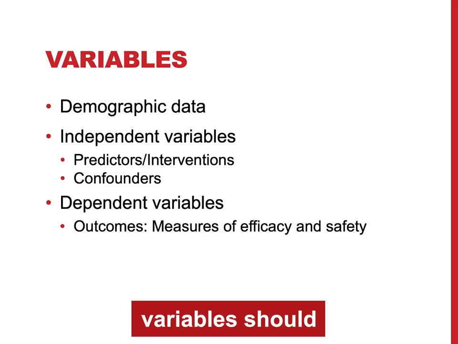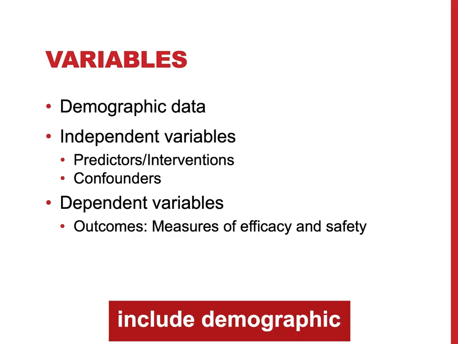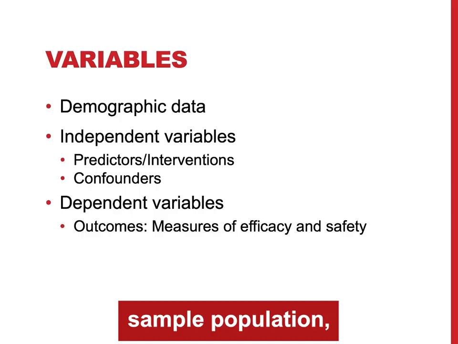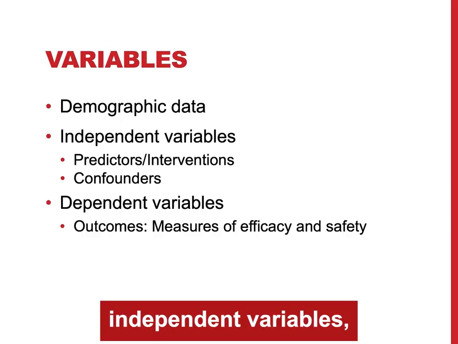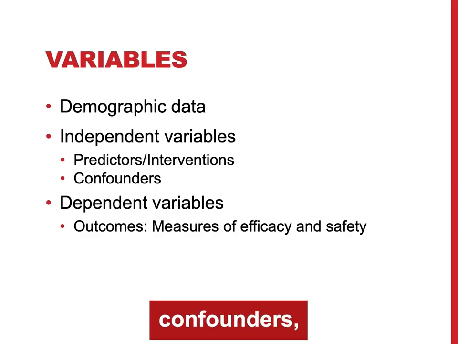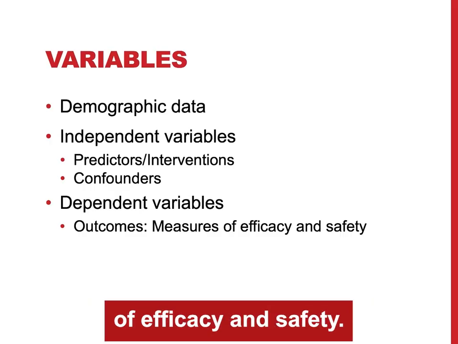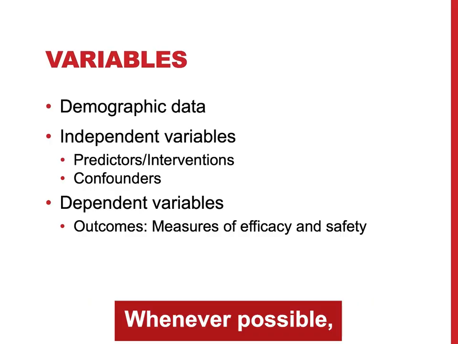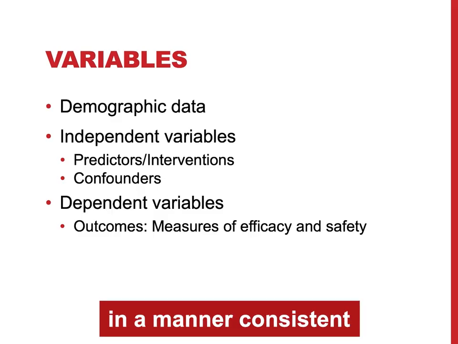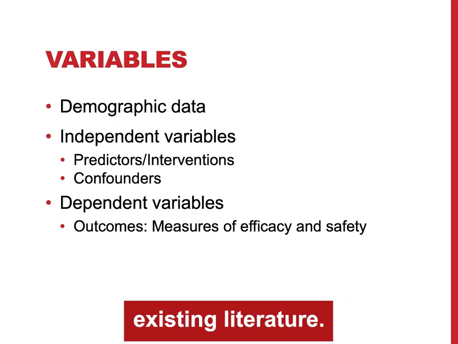All relevant variables should be identified prior to data collection. Essential variables include demographic characteristics of the sample population, independent variables including predictors and potential confounders, and dependent variables including measures of efficacy and safety. Whenever possible, variables should be defined in a manner consistent with the existing literature.